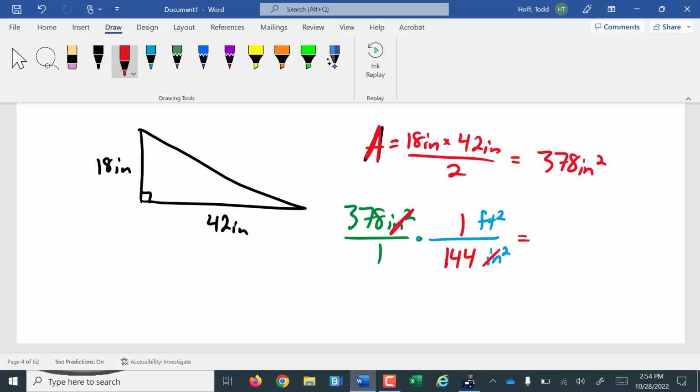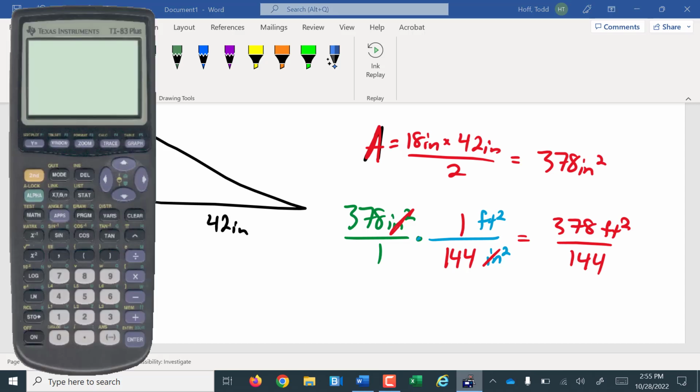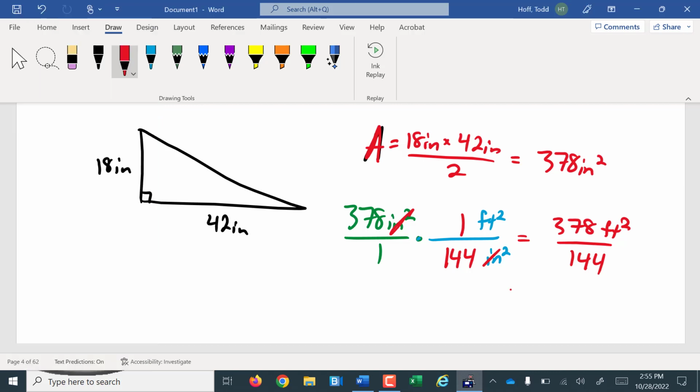And so 378 times 1 square foot is 378 square feet. 1 times 144 is 144. And then we do have to divide that out. So 378 divided by 144 gives us 2.625 square feet.